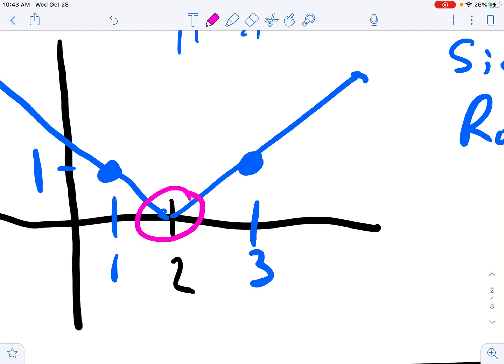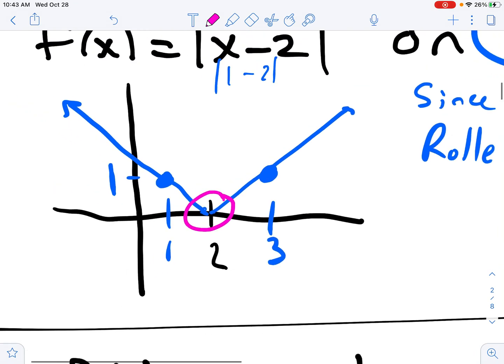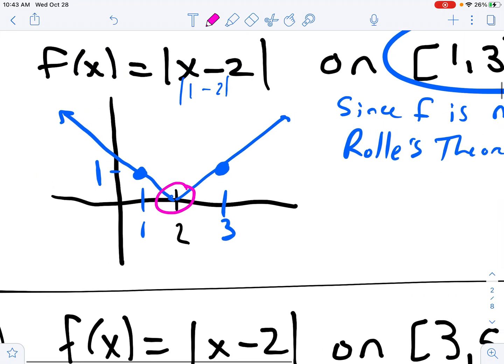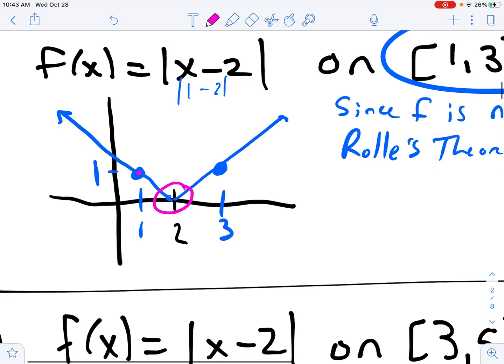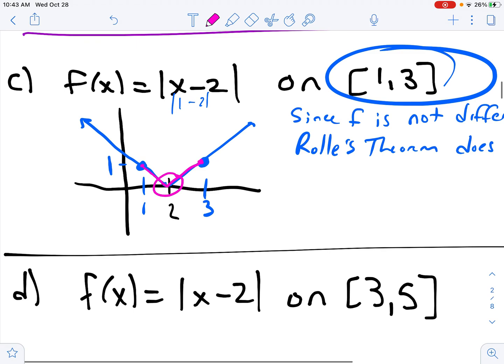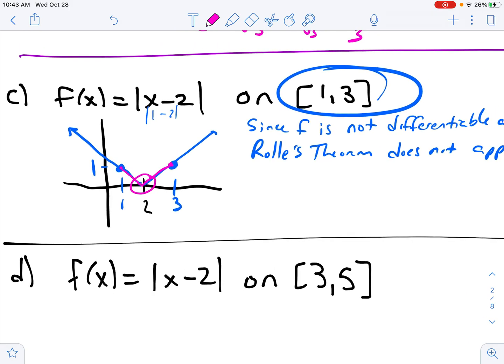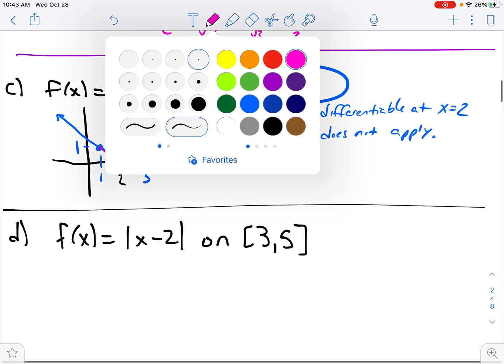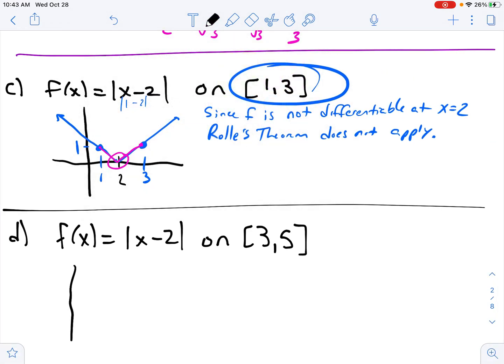It has to be differentiable over the entire interval. One little sharp corner like that clearly makes it so that there's never a slope of 0, despite the fact we're going from one y value back to the same y value. Okay, we can get around the sharp corner, so to speak, by changing the interval, but let's see what effect that has.